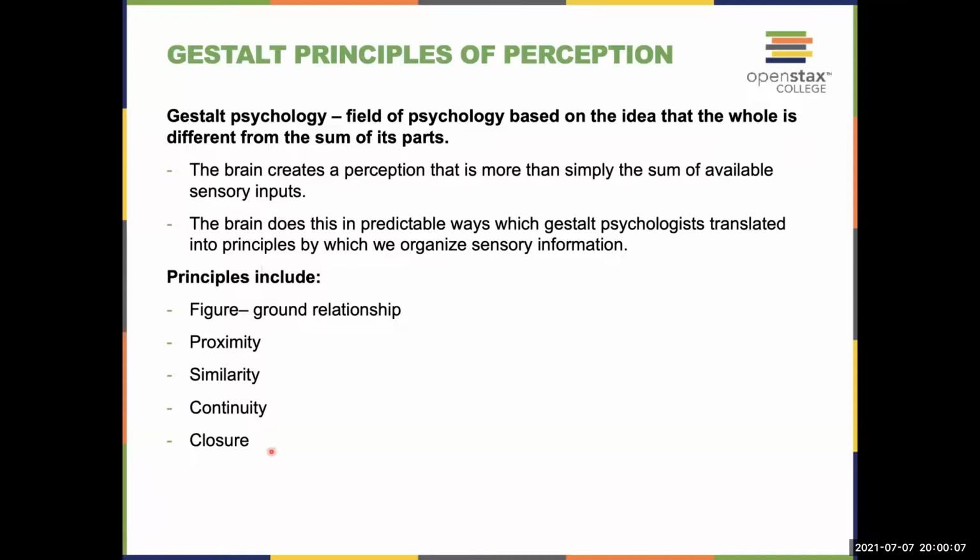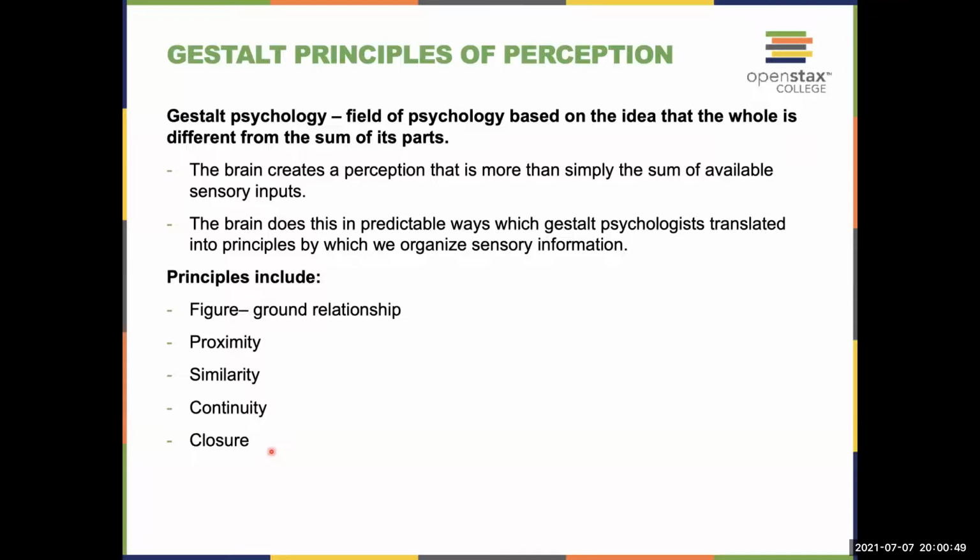All right, so Gestalt principles of perception. If you recall from introductory psychology, Gestalt meaning like the whole, right? And so Gestalt psychology is that field of psychology based on the idea that the whole is different from the sum of its parts, and that when we're involved in things, our brain creates a perception that is simpler than the sum of the available sensory inputs. The other thing Gestalt psychologists say is that the brain does this in predictable ways.